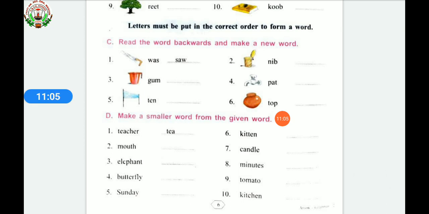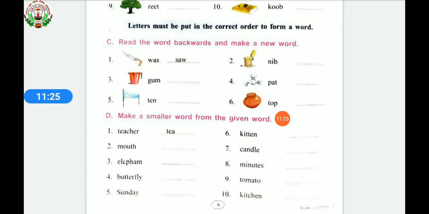Answer will be net. Sixth one, TOP. You will not read it as top. Read from the back side. Then it will become POT, pot. And the picture is also of a pot. So the answer will be pot.